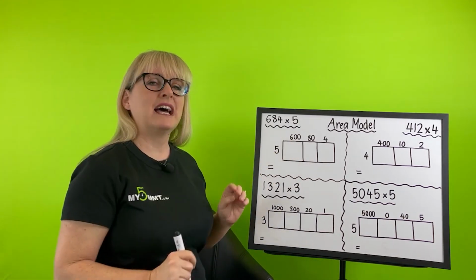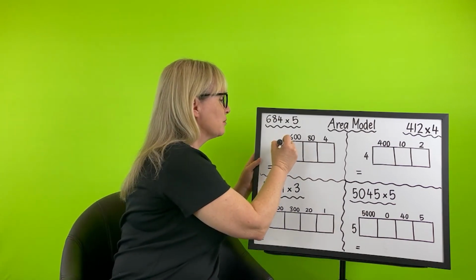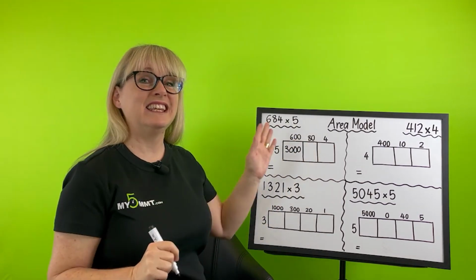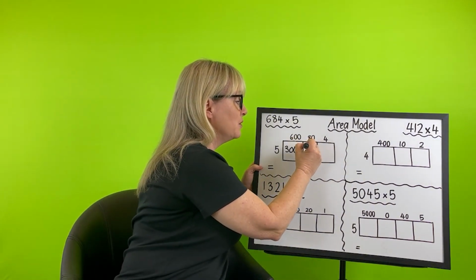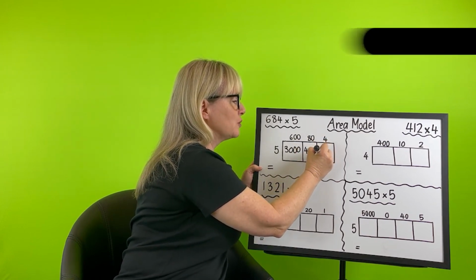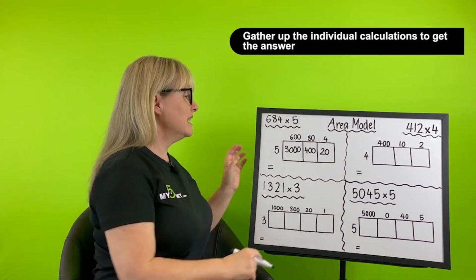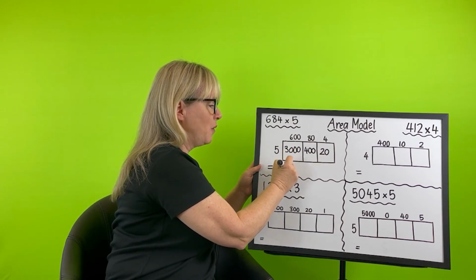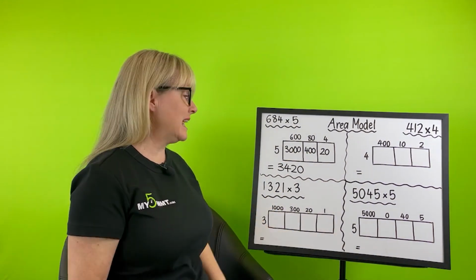5 times 600. Well, 5 sixes are 30, so 5 times 600 is 3,000. Now we put 5 times 80 in the next box. The answer of that is 400 because 5 eights are 40, so 5 80s are 400. And 5 times 4 is 20. Now we gather up those three calculations and that's our answer, 3,420. It's a really simple way to do large calculations.